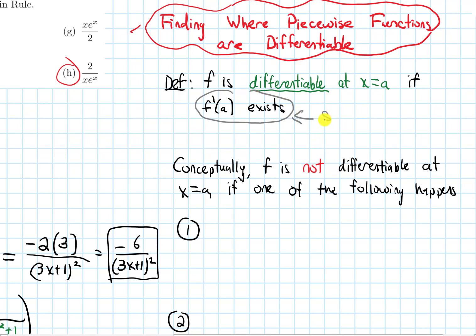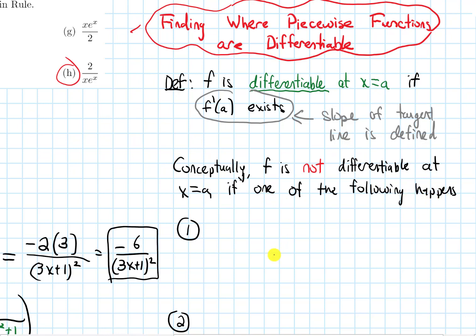And what this is saying is the slope of the tangent line is defined. So there's got to be a way to draw the tangent line for the slope to be defined. And moreover, whatever the tangent line looks like, it can't have an undefined slope. All right, so conceptually, a function f is not differentiable at x equals a if one of the following happens.